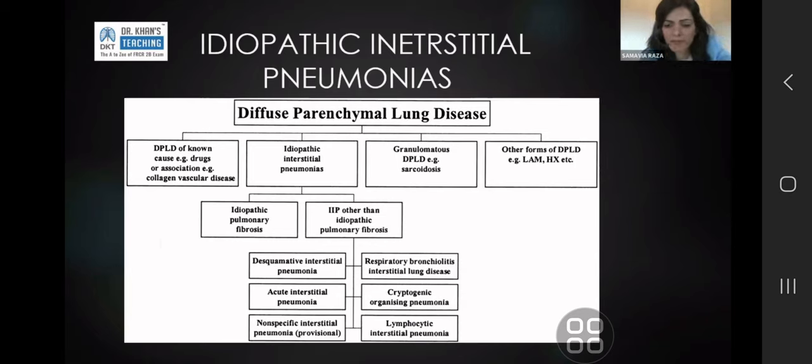Can asthma patients develop HP? They can. Can HP patients develop asthma? They can. Will you be able to tell them apart on the scan? No.